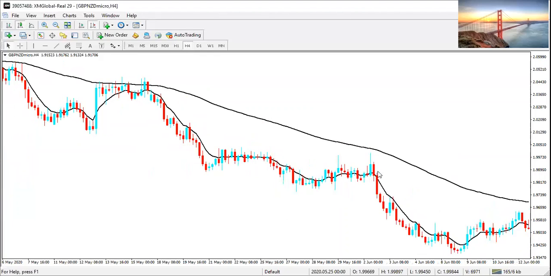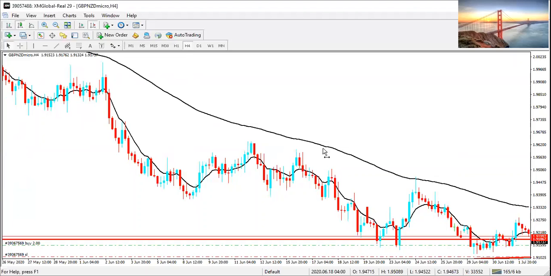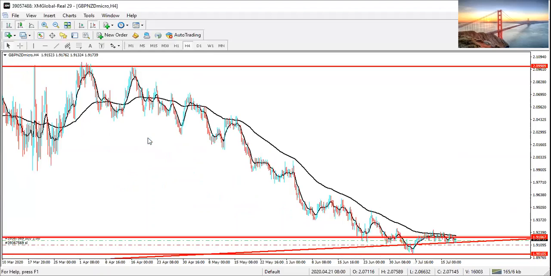This was a very ugly insider bar, to be honest. And then price continues down. Another poor example of the insider bar. Price continued to go down. So in all honesty, the insider bar is basically to help you add to your positions.